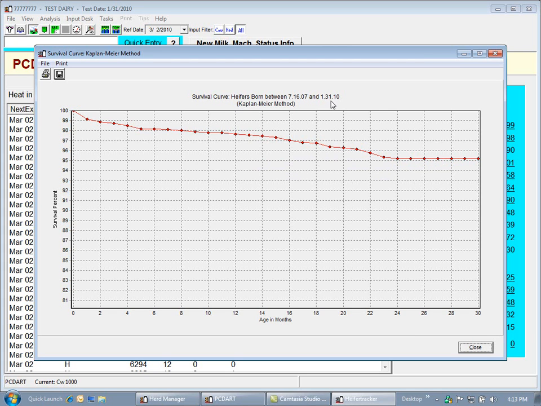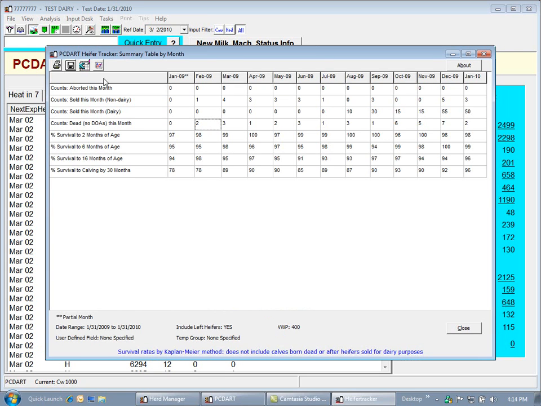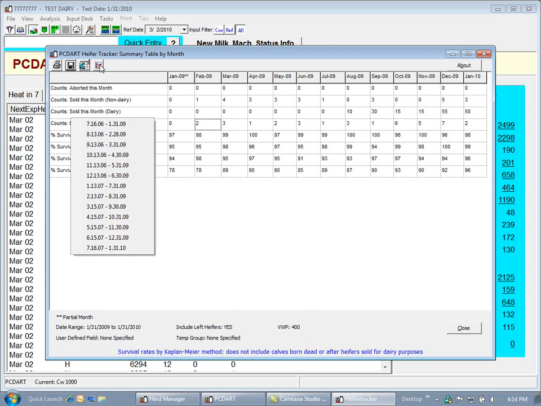So as of January 2010, looking back over the last 30 months, we can say that about 95% of the calves born alive on this dairy freshened. And again, we censored out those that are sold for dairy purposes. That's an important note. So this is a highly successful dairy in that regard. Again, these survival curves are accessed by clicking on that graphing icon, and then each one of these date ranges corresponds to 30 months prior to the date listed in the column of the monthly table.